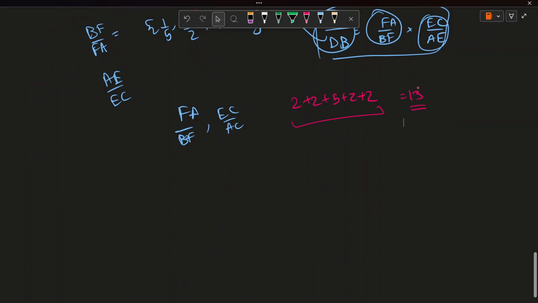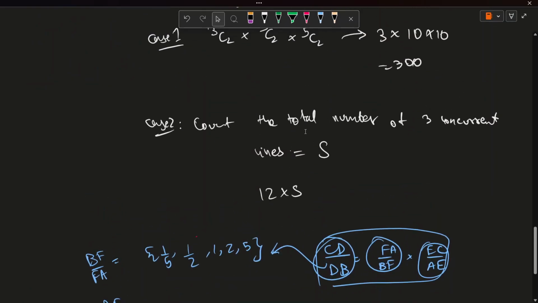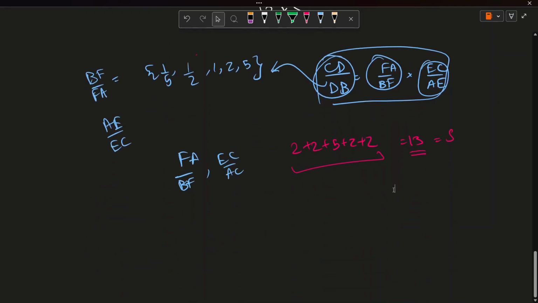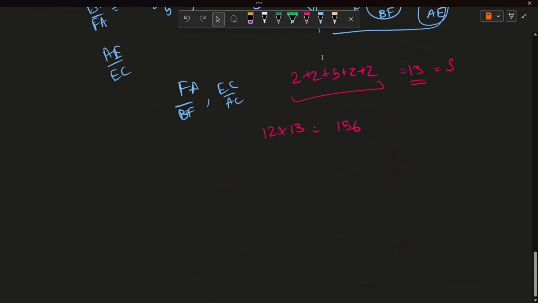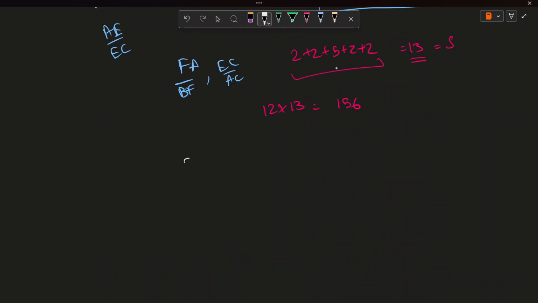And as calculated earlier, this is equal to this same S. And in case 2, the total number is 12 into 13, which is equal to 156. So in case 2, we get 156. And when we add up case 1 and case 2, we get 300 plus 156, which is equal to 456.